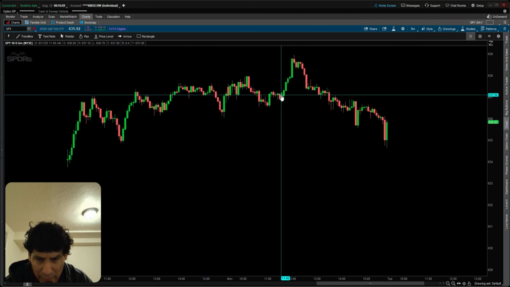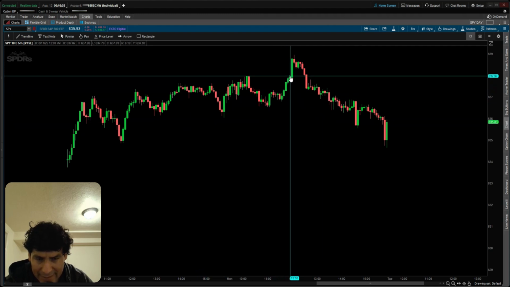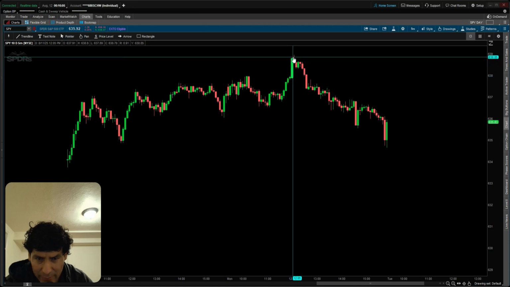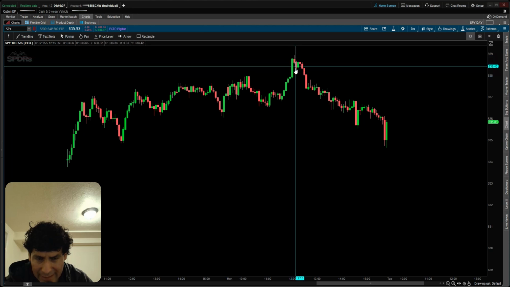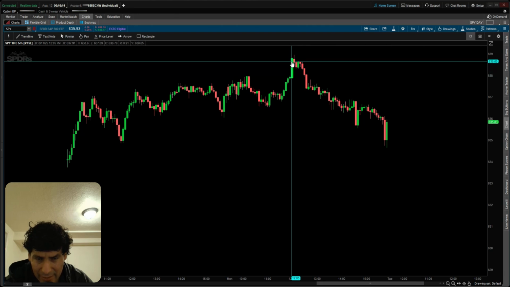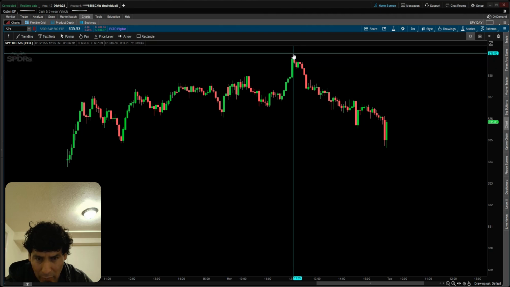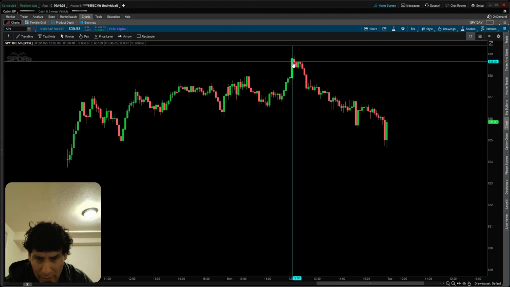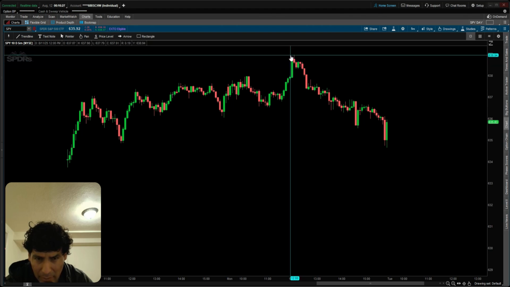From here, the price made six red candles in a row. This candle right here is a big green. The next candle was red. In this case, I enter and put the stop loss above. If the price goes up, I got my stop loss above already.